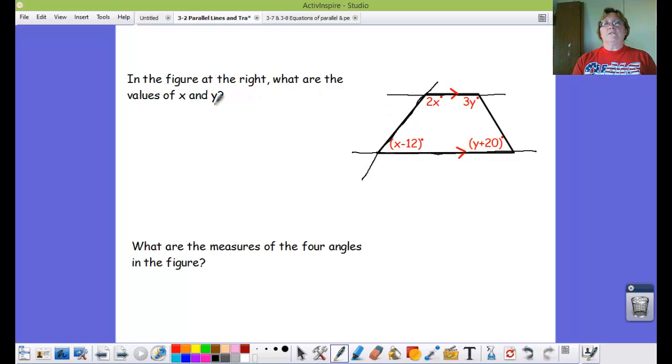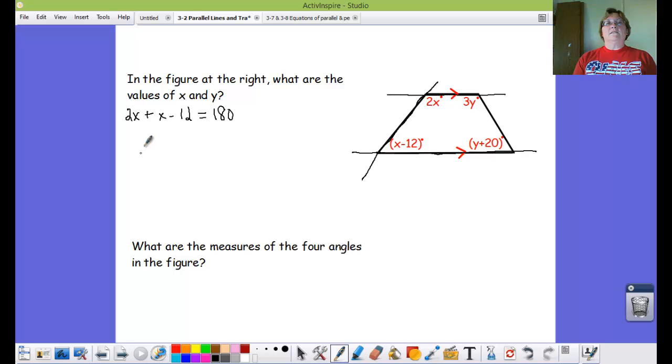We're supposed to find values for x and y. And as you look, if this is parallel and there's the transversal, they're same side interior angles. You guys, what's the relationship? They have to be supplemental. So that 2x angle plus the x minus 12 angle have to be supplementary. That means they add up to 180.